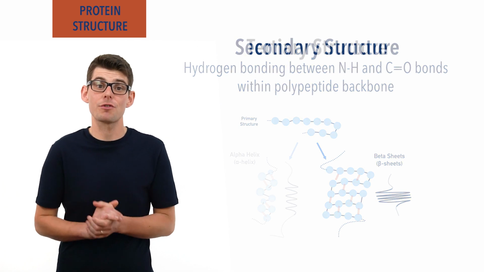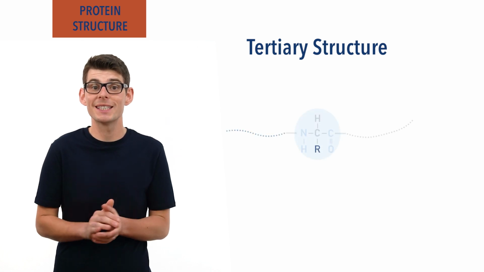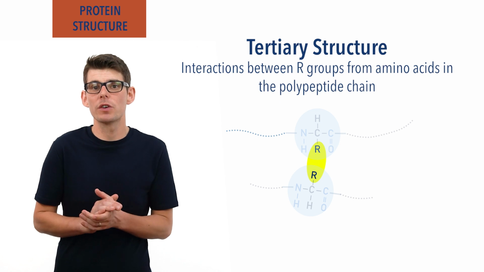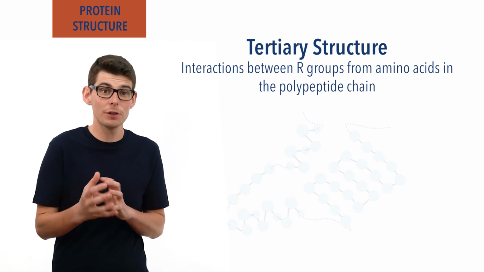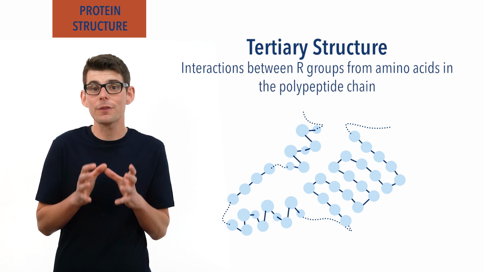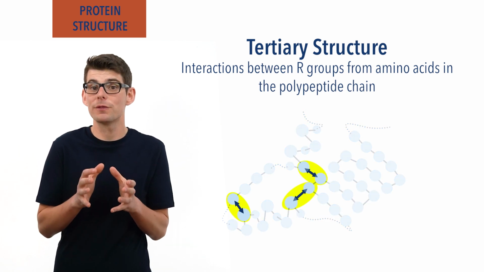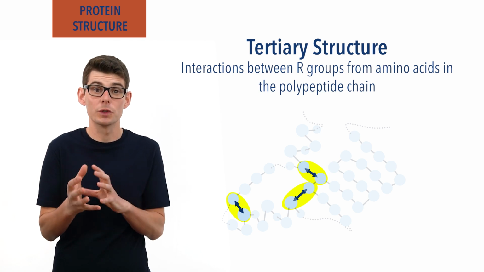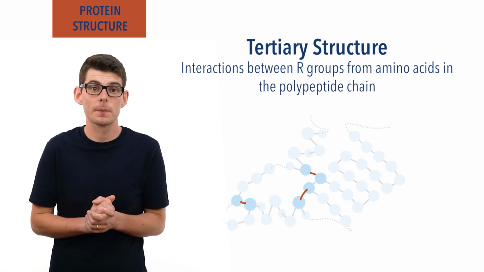The tertiary structure of a protein is determined by R groups from amino acids interacting with each other. As the secondary structure of a protein causes the chain of amino acids to fold and bend in on itself, R groups from different amino acids in the chain get close enough together to experience forces between one another. This can further cause the polypeptide chain to twist and fold in on itself.